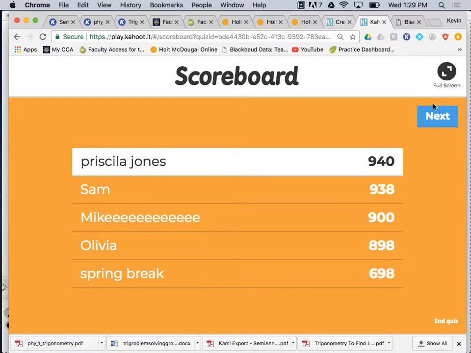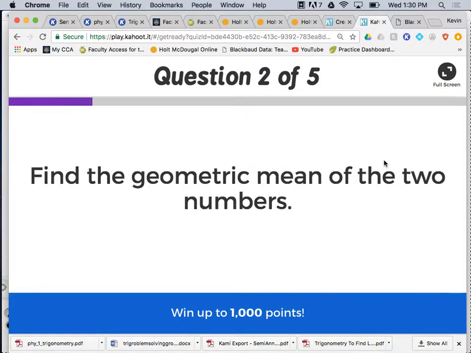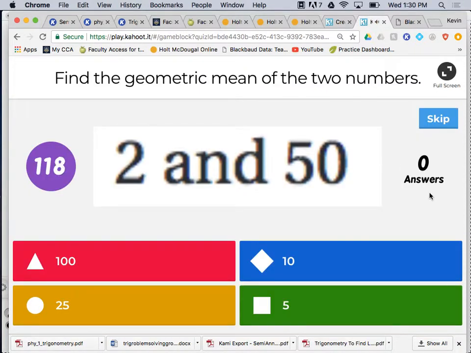All right, you guys ready? Find the geometric mean of the two numbers. Go ahead. 2 and 50. Let's use the right terminology. Square root.